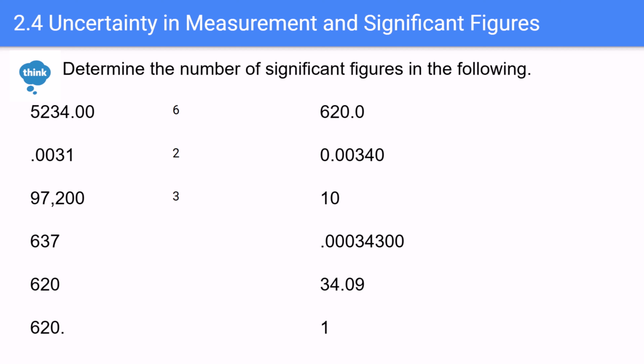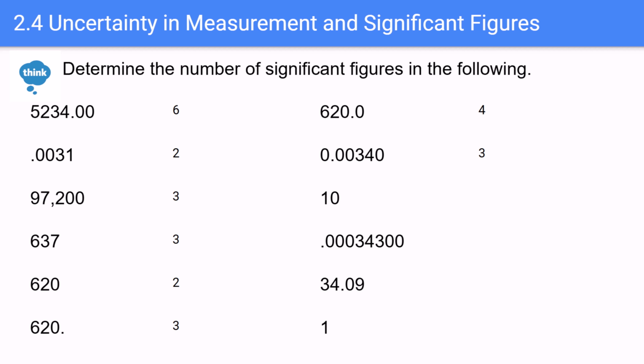637, 3 non-zero digits, all of them significant, so 3. 620 with no decimal point is 2. 620 with the decimal point is 3. Remember, that decimal point makes that trailing zero significant. 620 with an extra 0, again, all 4 of those digits are significant. Trailing zeros are significant if there is a decimal point. Let's look at the next number, 0.00340. You have 3 leading zeros that are never significant, a 3 and a 4, and then a trailing 0, and that trailing 0 is significant because there is a decimal point. So 3, 4, and 0 are significant. We have 3 sig figs.